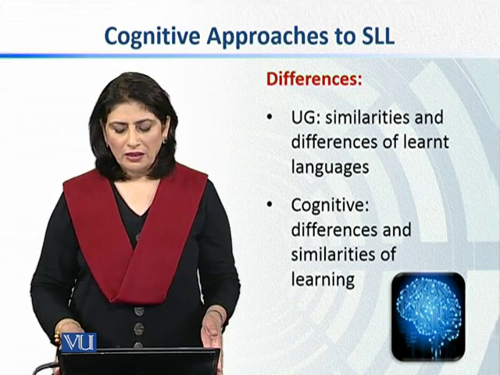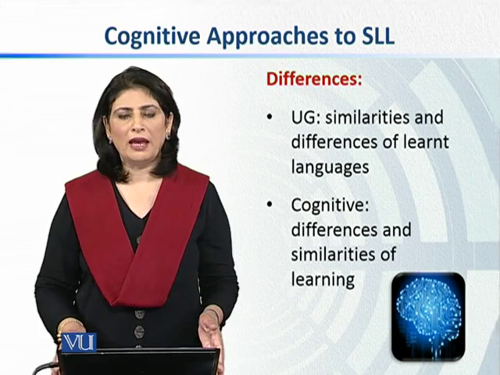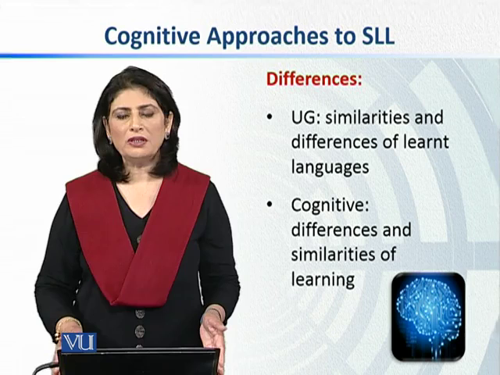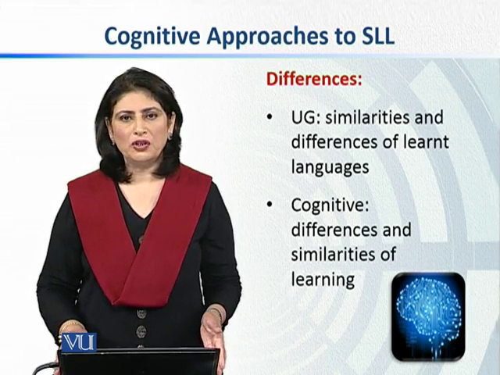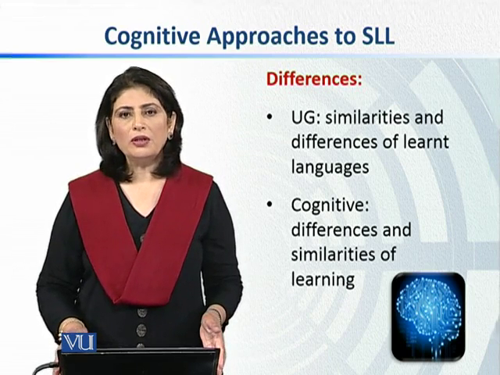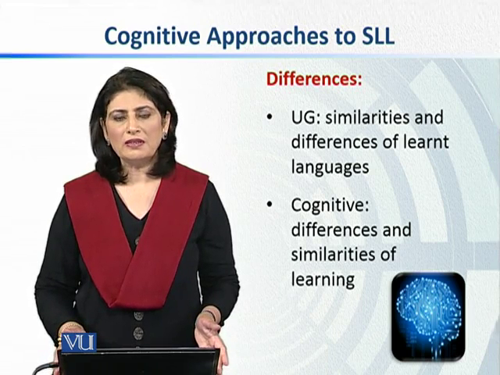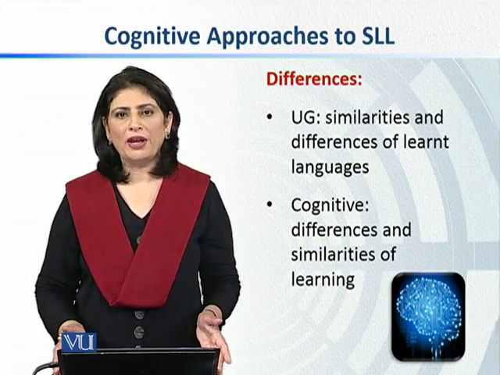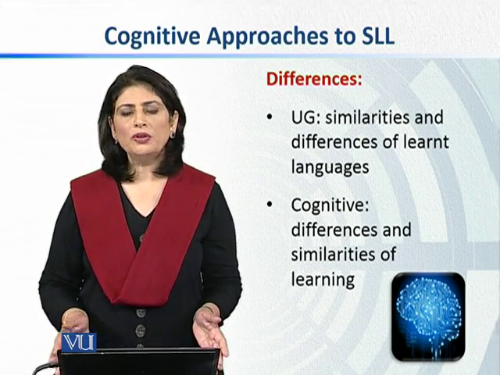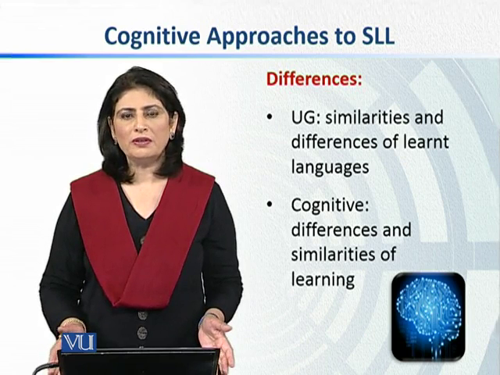Then another difference is that universal grammar was interested in knowing about the similarities and differences of learned languages. Because it was focused on languages, it wanted to see what features are similar or different in different languages. Having said that, let me remind you, basically they were more interested in finding out the similarities rather than the differences. Cognitive approaches, on the other hand, are interested in the differences in the language learning process. Yes, they are also interested in finding the similarities across the learning process, but that actually is not their aim. So they give equal importance to the similarities or differences of the individual learners across different languages.